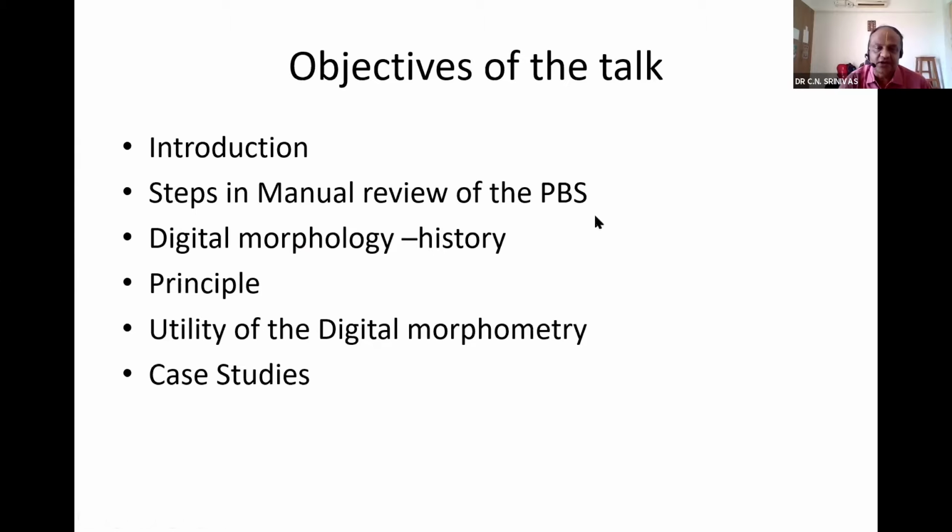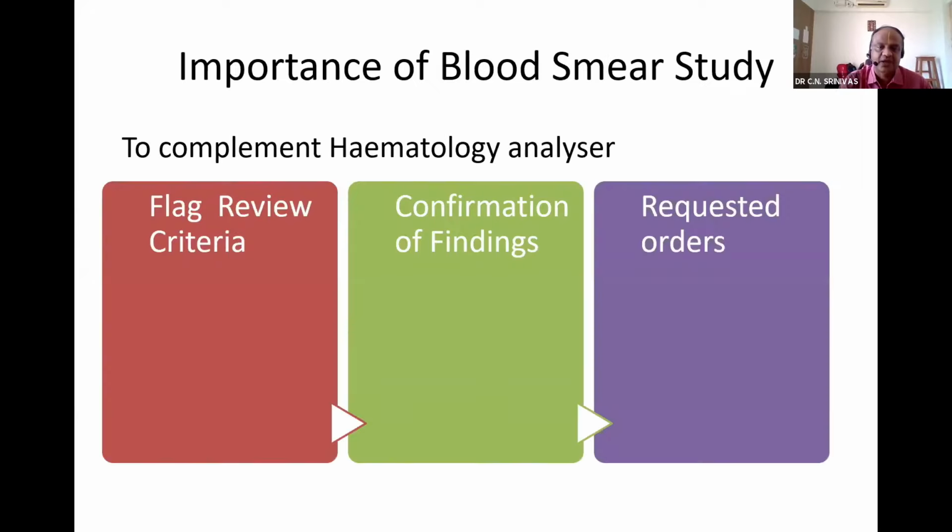The objectives of the talk are: what are the steps involved in the manual review of the peripheral smear, what are the bottlenecks, what is the principle of digital morphology, and how we can use digital morphometry and morphology for our day-to-day workup, along with a few case studies to help us understand how it is more helpful when the eyes cannot see much and when there is fatigue of the eye itself.